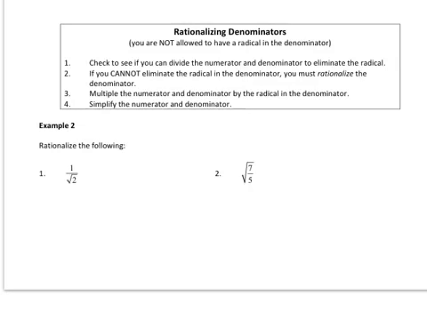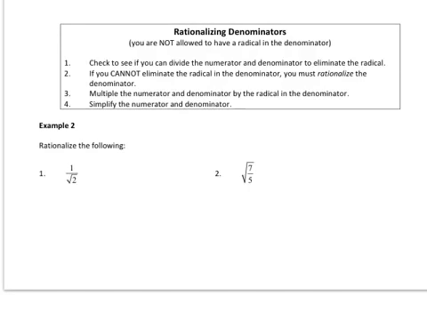The steps are given, and the first step is to check and see if you can divide the numerator and the denominator to eliminate the radical. So let's look at our example 1 here. I have 1 divided by radical 2. That's not going to work. That's not going to reduce down to a whole number. So can't do that one. But if you could, that's what you would do. If you can't eliminate the radical, you've got to do this rationalizing thing that I'm going to talk about next.